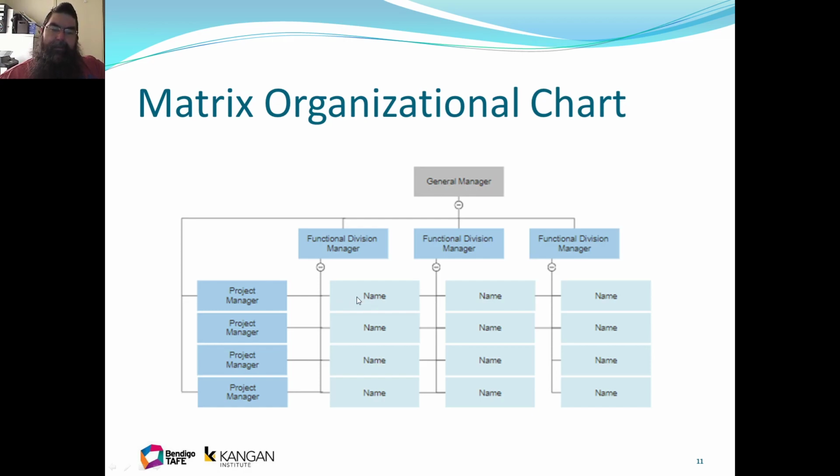So a person can have multiple reports. They will report to their functional manager, which is their traditional manager if you look at a functional org chart, but they also report to their project manager. So in this system, all the people that report to a project manager for a particular project are listed going horizontally, and the vertical reports to their functional division managers, which is their base manager.